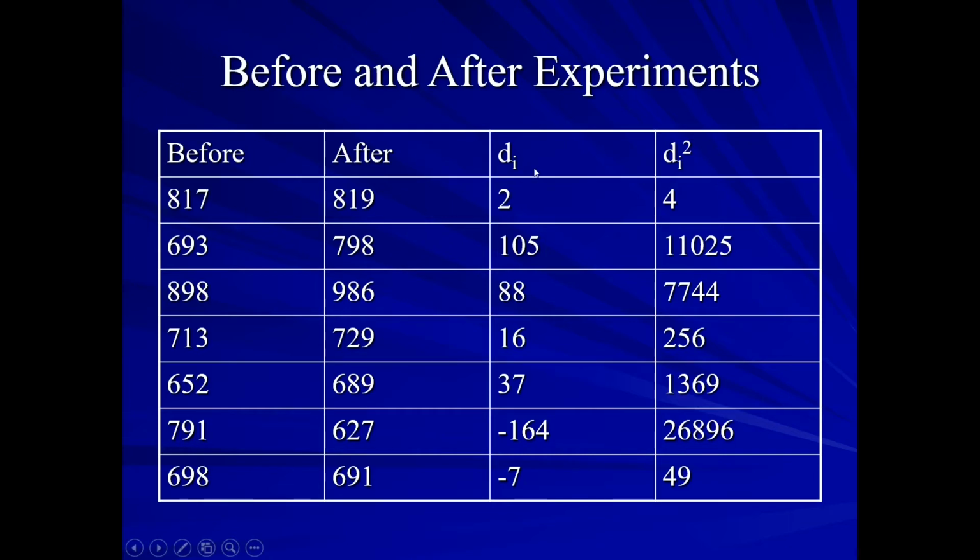And then their differences. This D_i is their differences. Now notice I took after minus before here: after minus before, after minus before, after minus before. And here I've got the squared differences. 2 squared is 4, 105 squared, 11,025. 88 squared, 7744. 16 squared, 256, etc., etc.